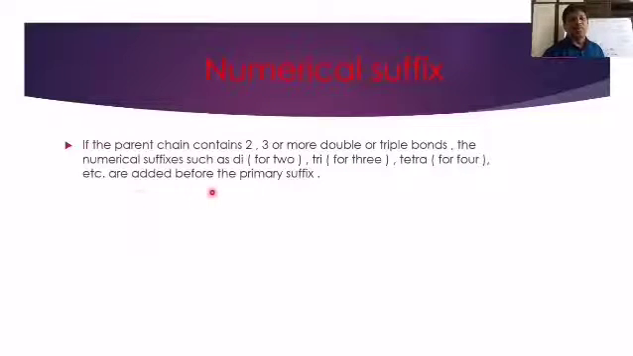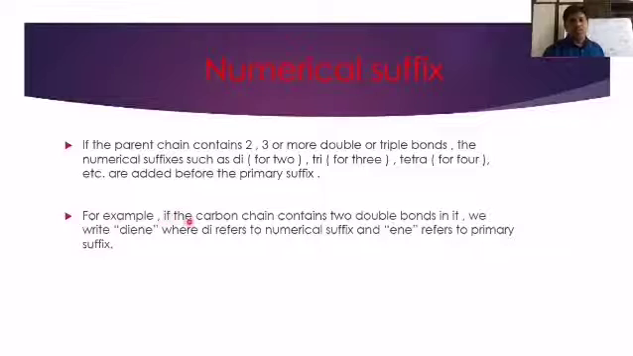Before what? Primary suffix. Suppose it is ene. What is that? Primary suffix for double bond. If the double bond is repeated 4 times in the given structure, what do we use now as the numerical suffix? Tetra we use, because the double bond ene is repeated how many times? 4 times. So what do we say now? Tetraene. Tetraene means repetition of the double bond how many times? 4 times. So before the primary suffix, what do we add? We add the numerical suffix.